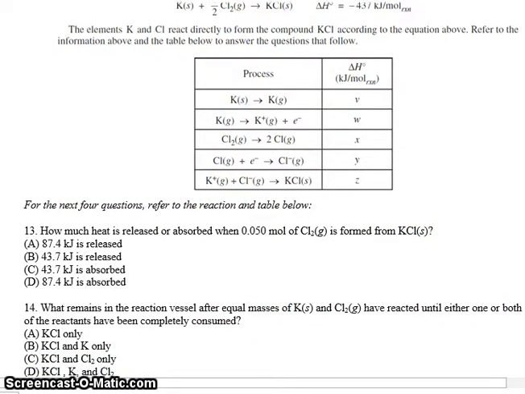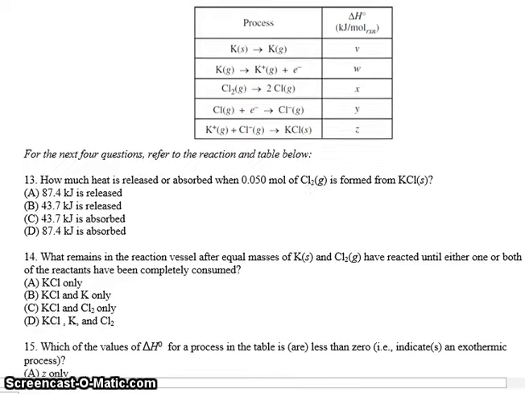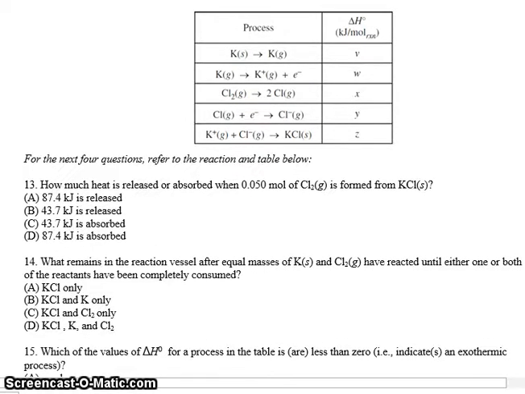Let's take a look at the next one. The next one says, which of the values of delta H for a process in the table are less than 0, i.e. indicates an exothermic process. So if you take a look at these reactions in the table, we're asking for which one is exothermic. Now remember, anytime we break bonds, we have to put energy in. So endothermic processes are always breaking bonds, and if we make a bond, energy is released.